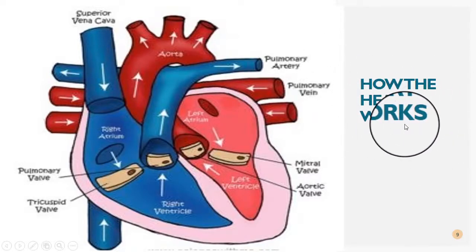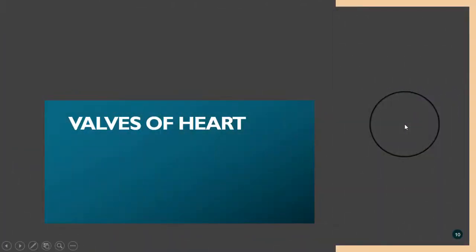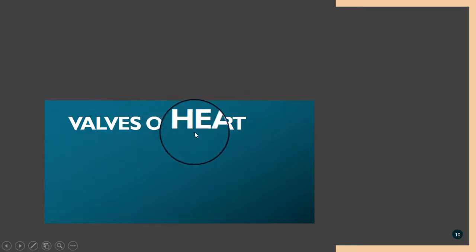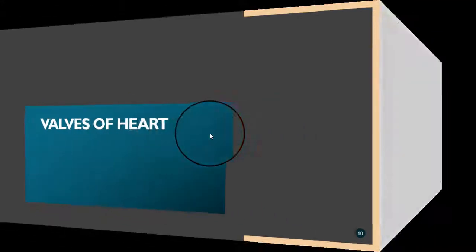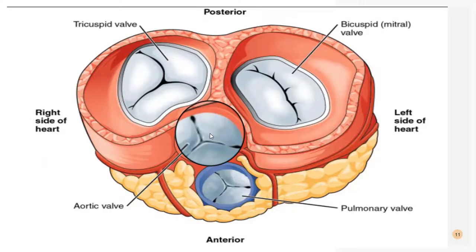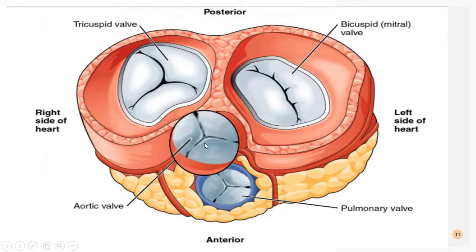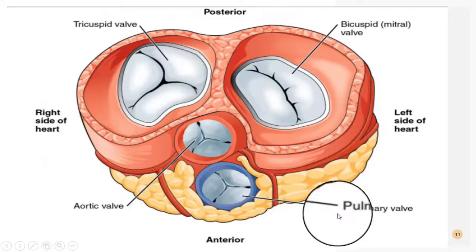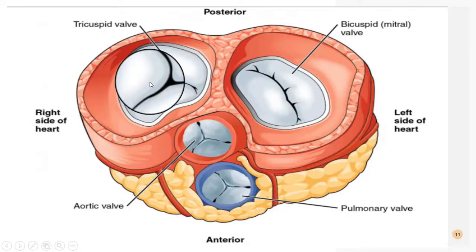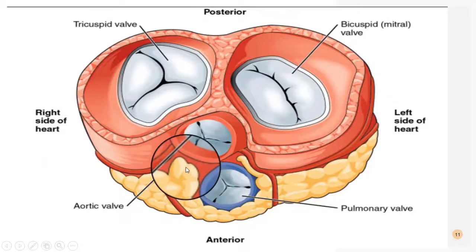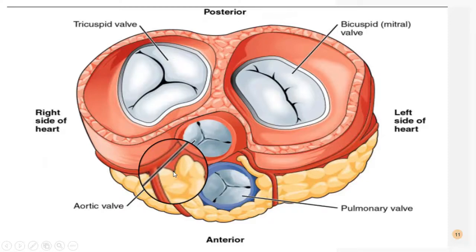Now next we will discuss what the valves of the heart are. So basically, the heart has 4 valves: the aortic valve, mitral valve, pulmonary valve, and tricuspid valve. Now let us talk about it. The heart has 4 valves that help ensure that blood only flows in one direction.